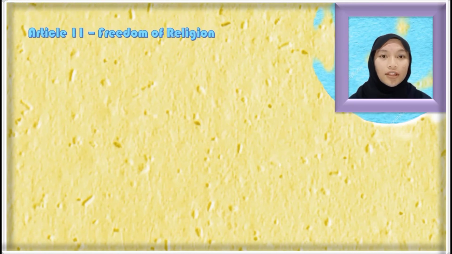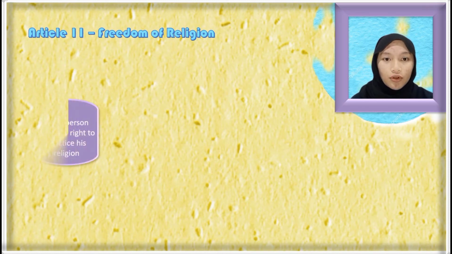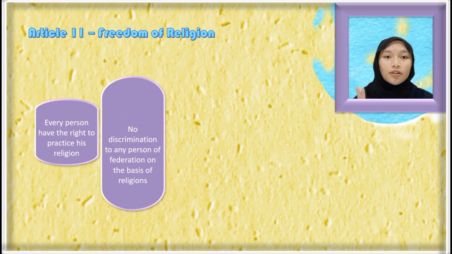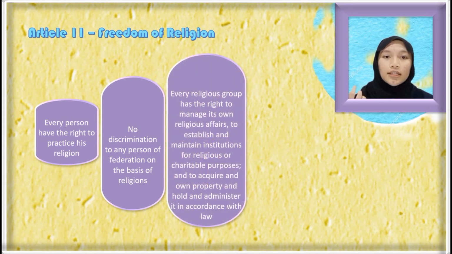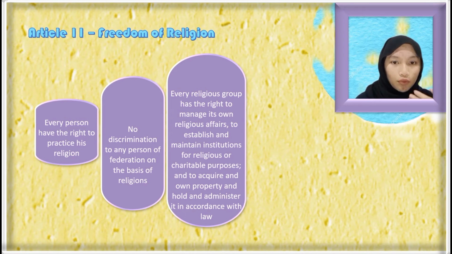Article 11, Freedom of Religion. This article provides that first, every person has the right to profess and practice his religion and, subject to Clause 4, to propagate it. Second, no person shall be compelled to pay any tax, the proceeds of which are specially allocated in whole or in part for the purpose of a religion other than his own. Third, every religious group has the right to manage its own religious affairs, to establish and maintain institutions for religious or charitable purposes, and to acquire, own property, hold and administer it in accordance with law.